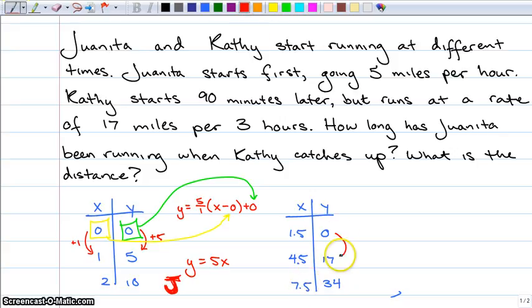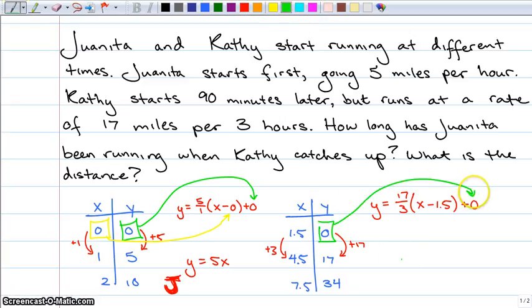So notice, here's your slope, plus 17 plus 3. Fill it into your formula. y equals 17 over 3. In parentheses, you should have x minus 1.5. Still adding 0 to it. Now again, the 0 came from your y column, and the 1.5 was where you started with x.